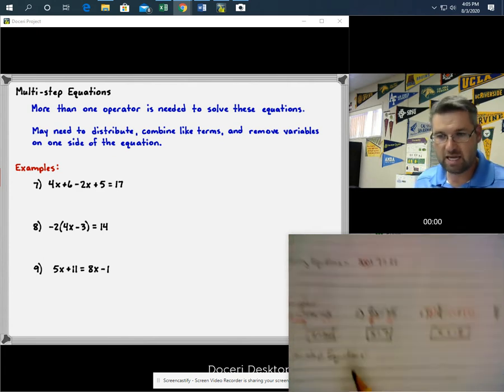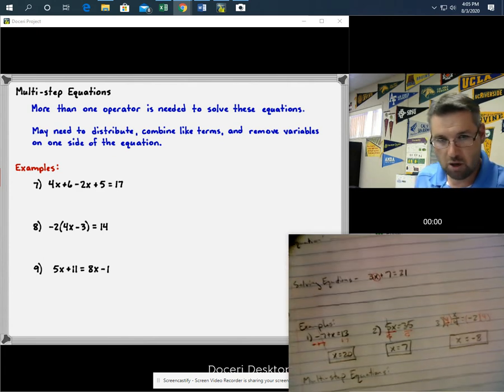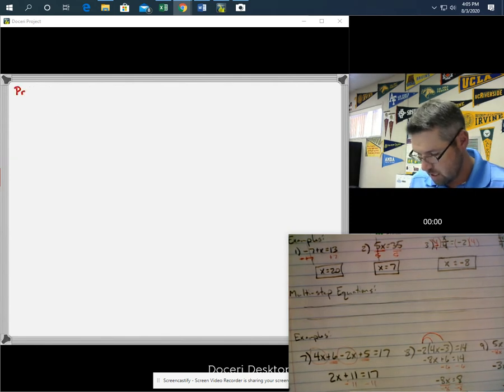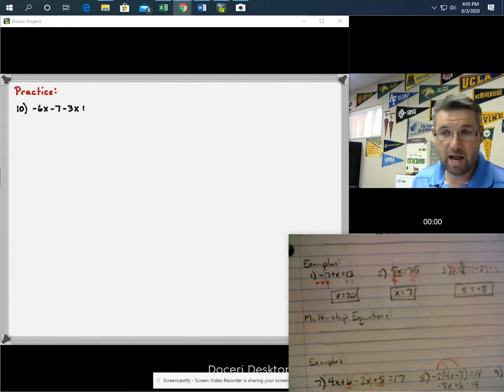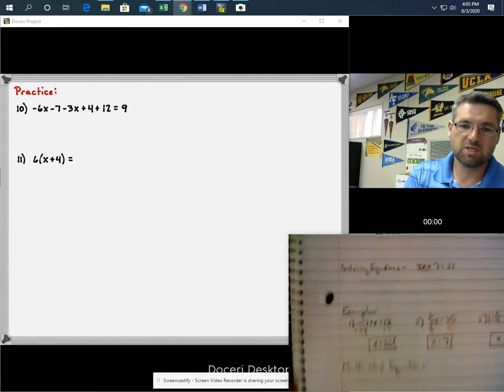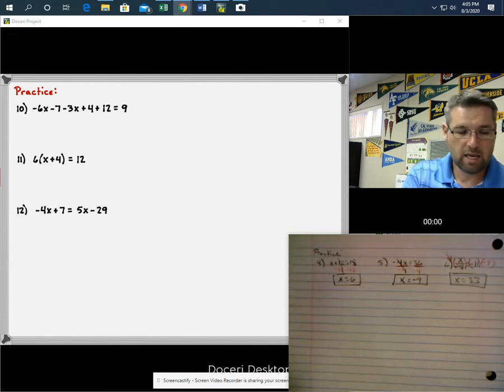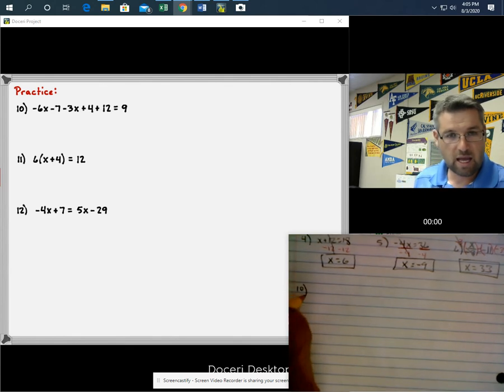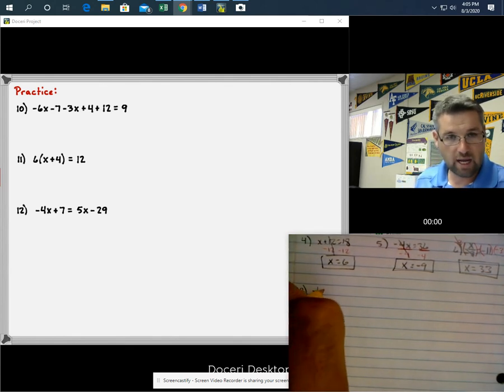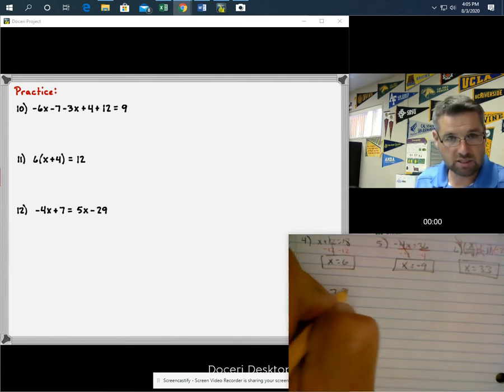Okay, so those are my examples for solving multi-step equations. And now we're going to go into some practice. So again, you're going to put this practice on the left-hand side of your notebook, and you're going to pause the video and do these on your own, and then come back and watch the video to see how you did.